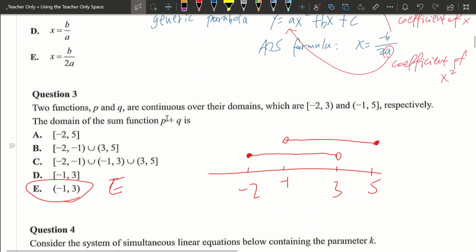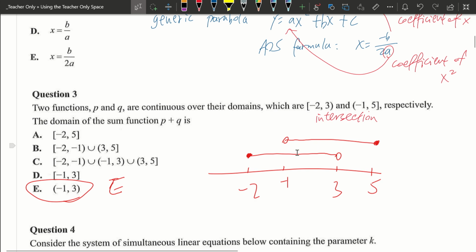Okay, so question 3. Two functions P and Q, they are continuous over their respective domains, which are negative 2 to 3 and negative 1 to 5, the domain of the sum function, P plus Q. So the sum function is defined only when both P and Q are defined. Right? For P plus Q to be defined, P must be defined and Q must be defined, which means the x values must be an intersection. So you're looking for the intersection between the two domains, because you need your x value to be in both domains for P plus Q to make sense.